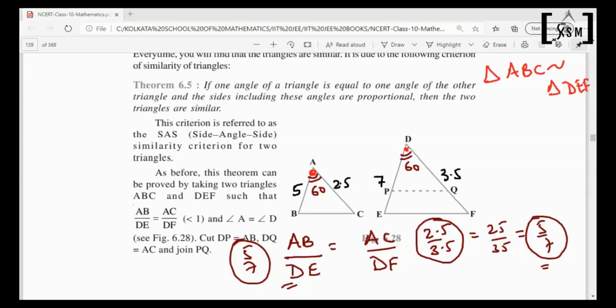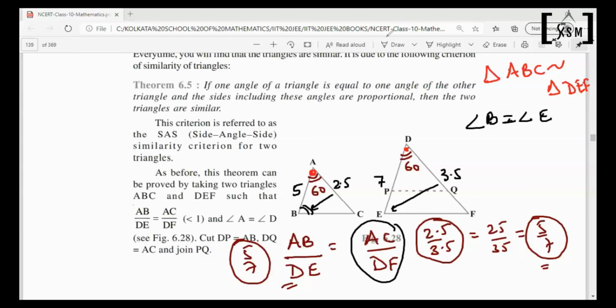Now, after they are similar, the properties are equally important. After the two triangles are similar, what can you say about angle B? We compared side AC with DF. AC's opposite angle is B and DF's opposite angle is angle E. So we can say angle B and angle E are equal.